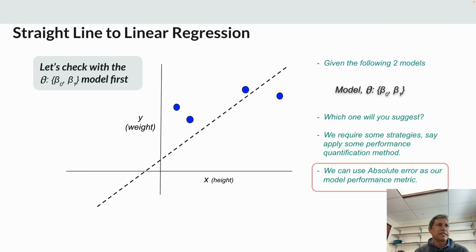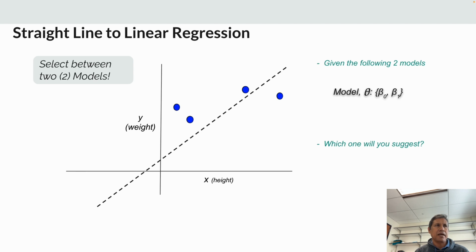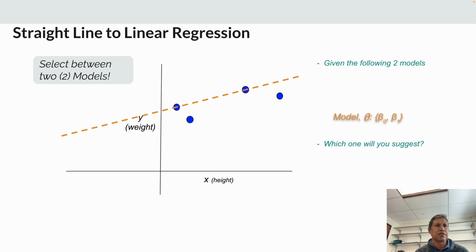One idea might be that this black line is not going through any of those 4 points. However, the orange one went through 2 points, so I choose the orange one. That's a good strategy, but we need something that is quantifiable. That's the first thing that we need to make sure.